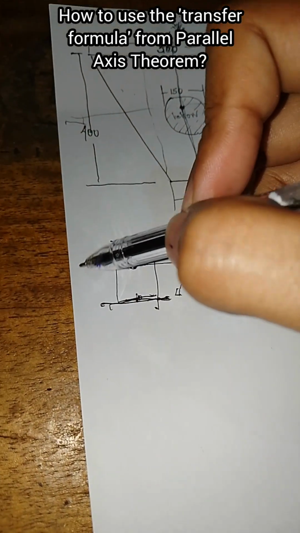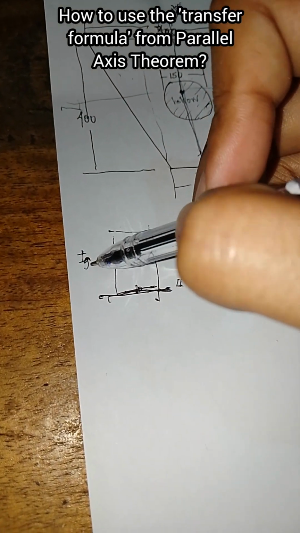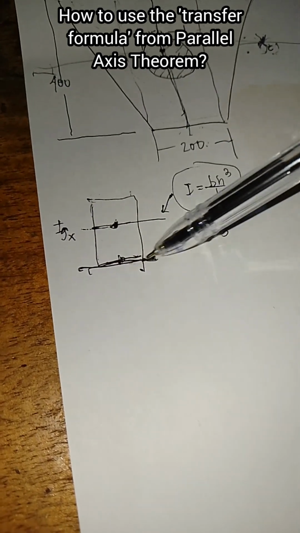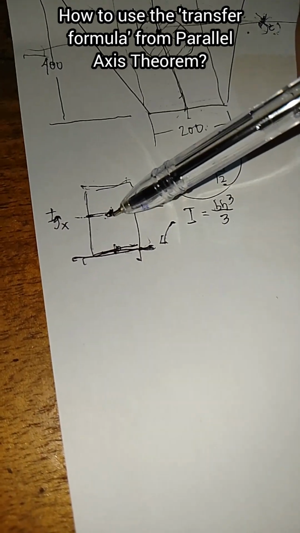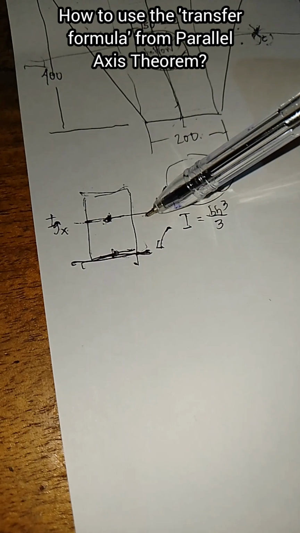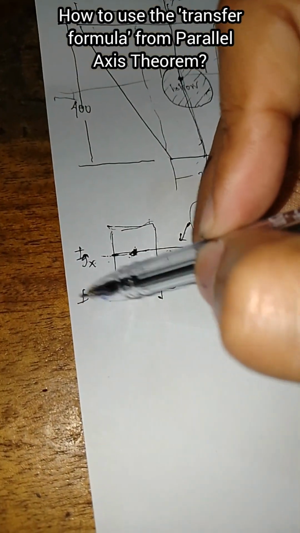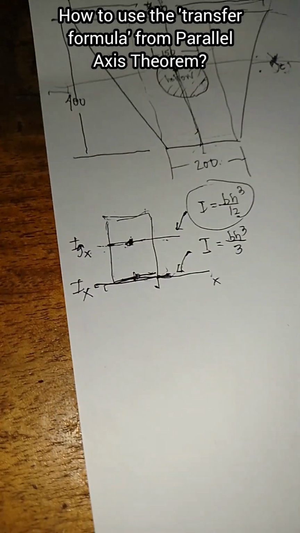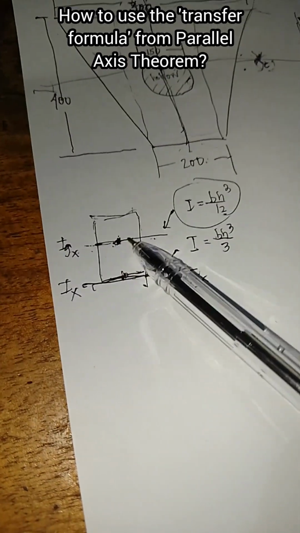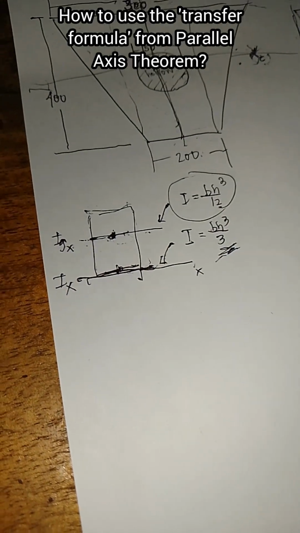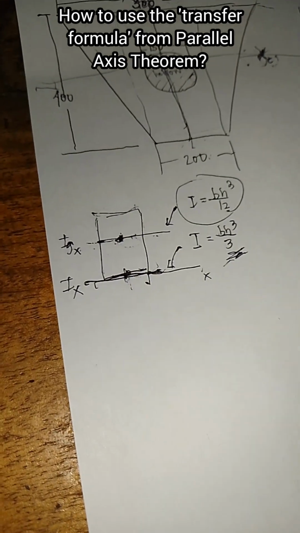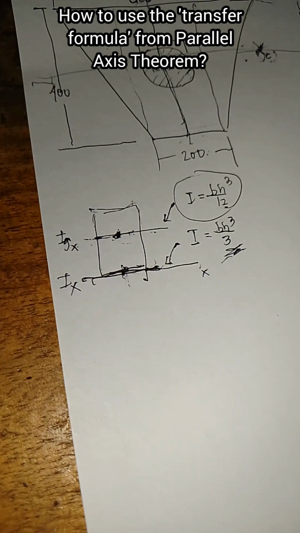Let's say this is our IGX, or the moment of inertia of this rectangle shape about its center, ano siya, IGX, or center x-axis, and we want to transfer it to this axis here, or its base. Let's say this as an x-axis. So the key here to transfer this, and so we can have this BH cube over 3 moment of inertia of this shape about this point, is what they call the parallel axis theorem, or the transfer formula.